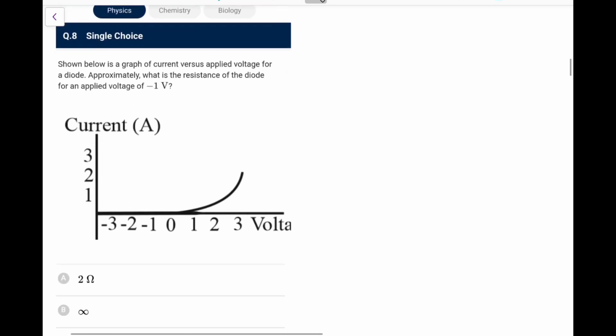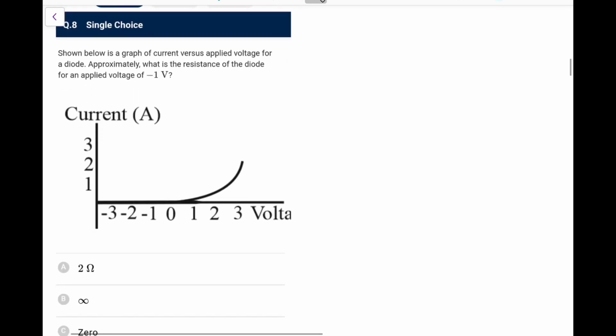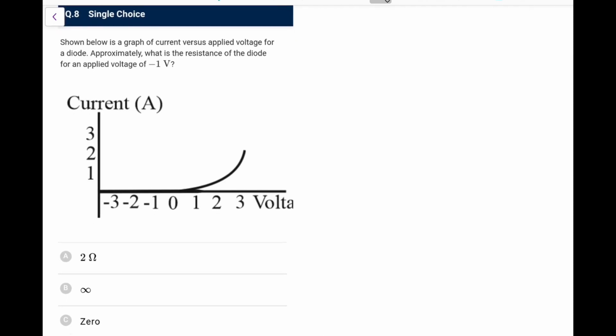Okay, next, what we have shows the graph of current versus applied voltage for a diode. Approximately what is the resistance of the diode for an applied voltage of -1 volt? Okay, so look at this curve. This curve goes like here. So what it is asking, the resistance for -1 volt. So resistance for -1, here what you see, this is basically always 0.